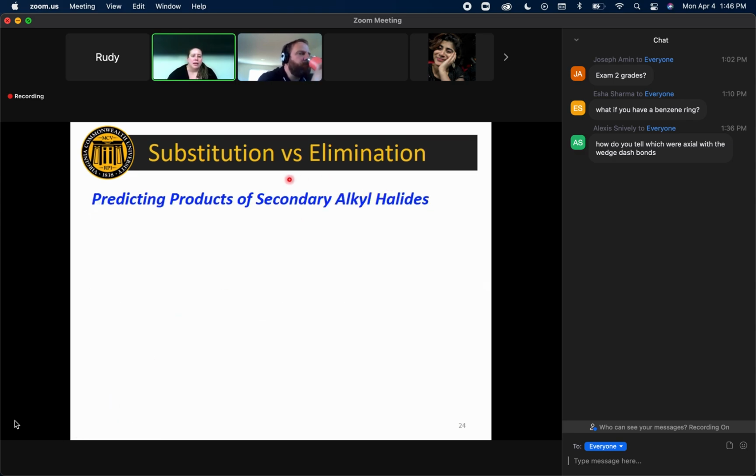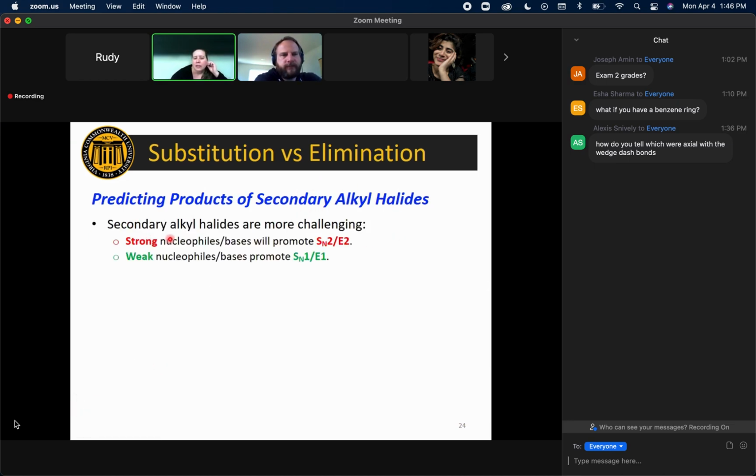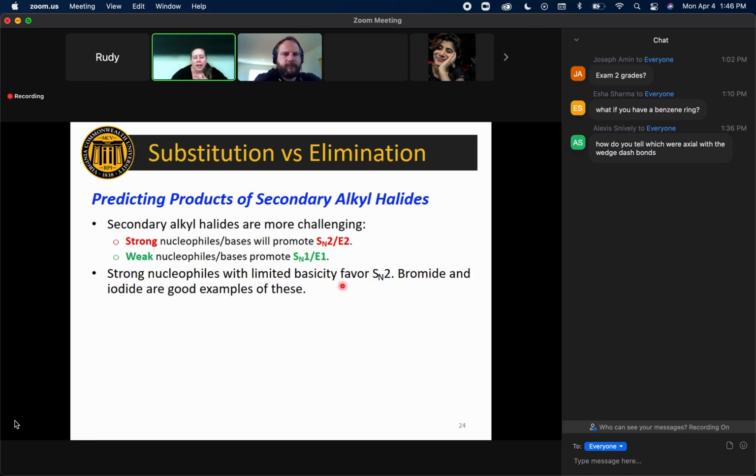Okay, I told you I had a whole slide on secondary alkyl halides, so here we go with the secondary alkyl halide slide. These are always going to be more challenging. It's not black and white, it's the gray area of the spectrum, right? So if you have a strong nucleophile or base, you'll promote bimolecular. If you have a weak nucleophile or base, you'll promote unimolecular. That's consistent with what I just said on the last slide, that also applies to the other substrate types.